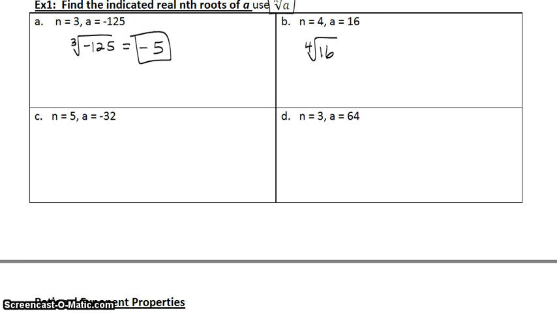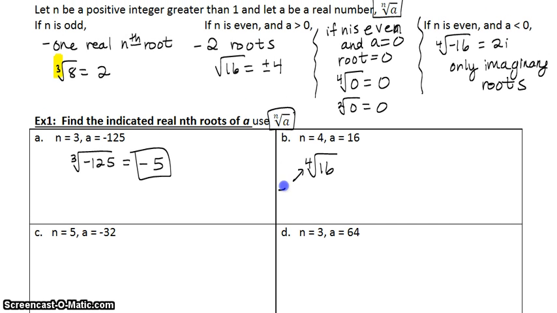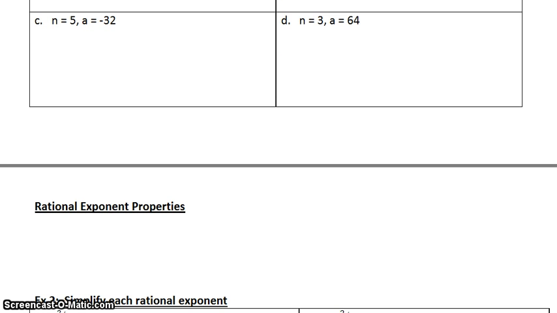So here's what I'm thinking. My index is even, and a is greater than 0. So I'm thinking there's going to be two roots, and the fourth root of 16 is positive or negative 2. Hit pause and try C and D. Unpause when you are done. C, your answer should be negative 2, and D, your answer should be 4.